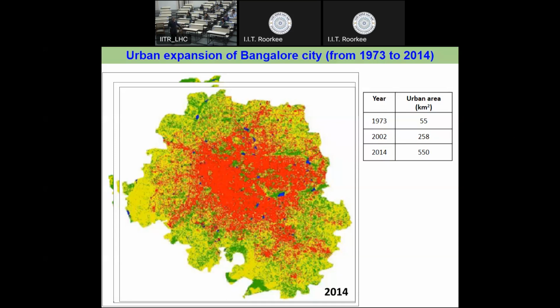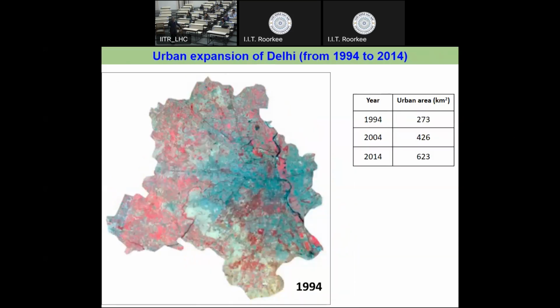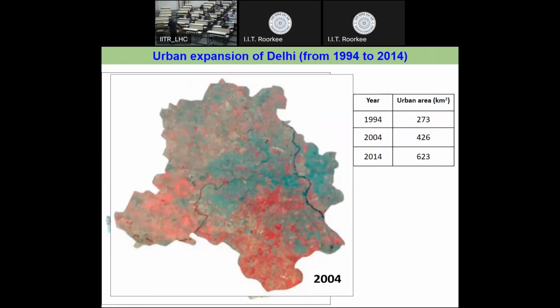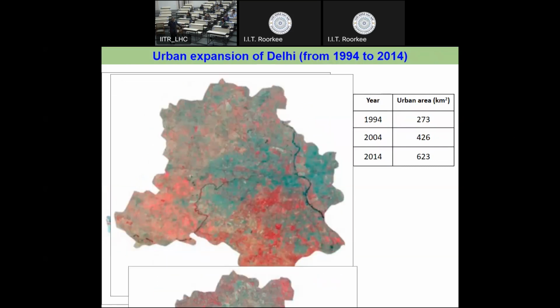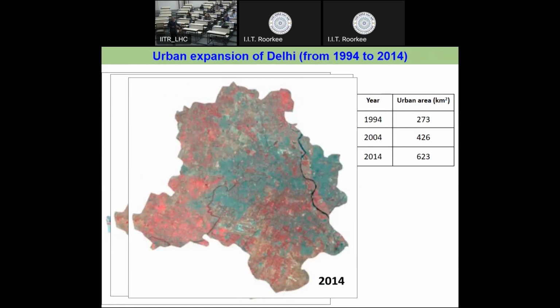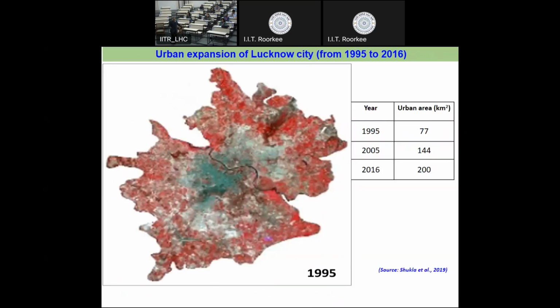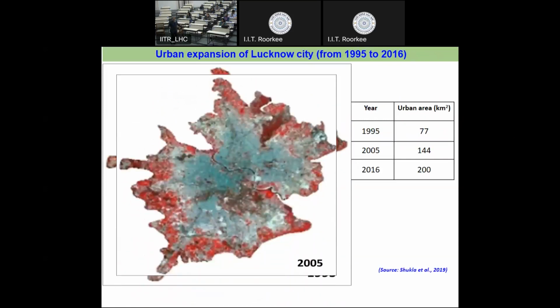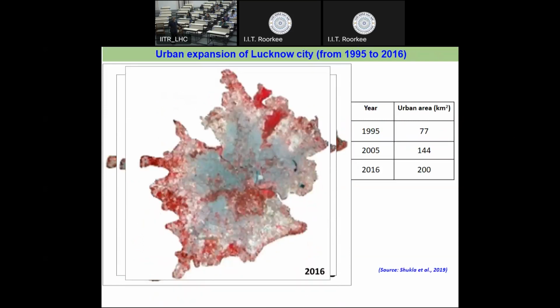And this is not only in Bangalore, it is city after city. For example, urban expansion of Delhi: in 1994, the urban area was 273, then in 2004 it is 426, in 2014 it is 623. So here also there is a huge expansion in urban area. Then Lucknow: the urban area was 77 square kilometers in 1995. In 2005, 144, almost double. And 10 more years, it is now 200 square kilometers. So significant.